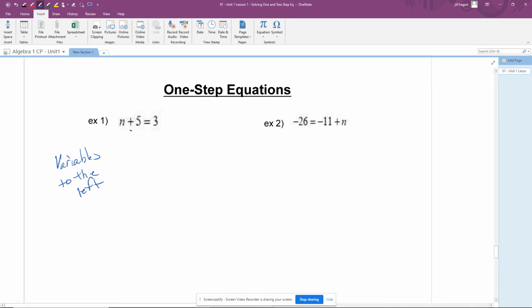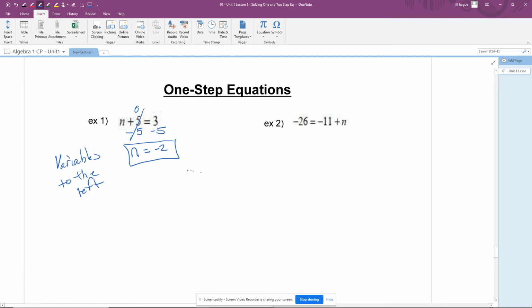So in this case, I already have this variable on the left. I'm going to move all my numbers to the right. So I have addition. How do I undo it? With subtraction. So I'm left with n. 5 minus 5 is 0. And 3 minus 5 is negative 2. And there's my answer. Negative 2 plus 5 is 3.